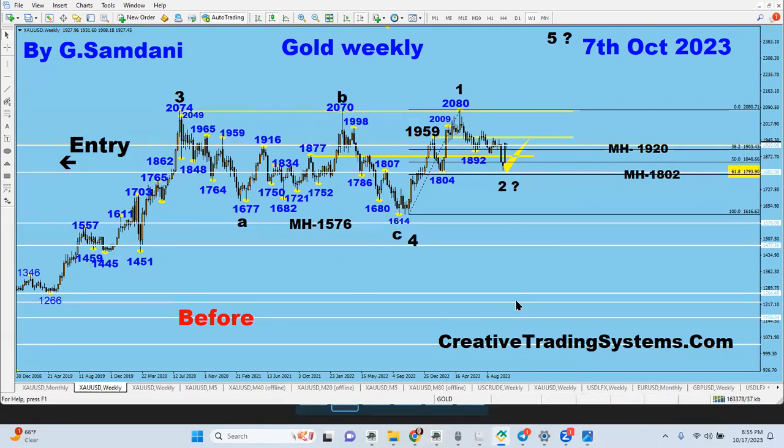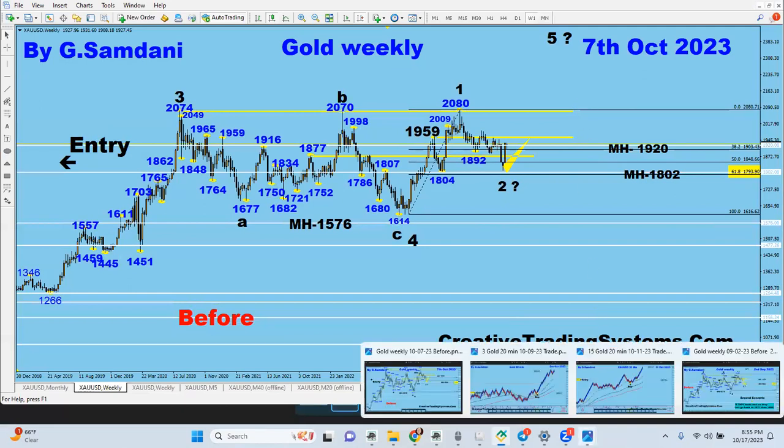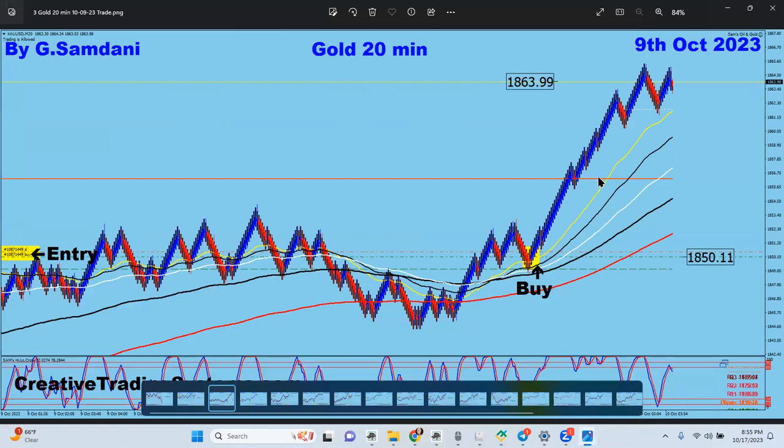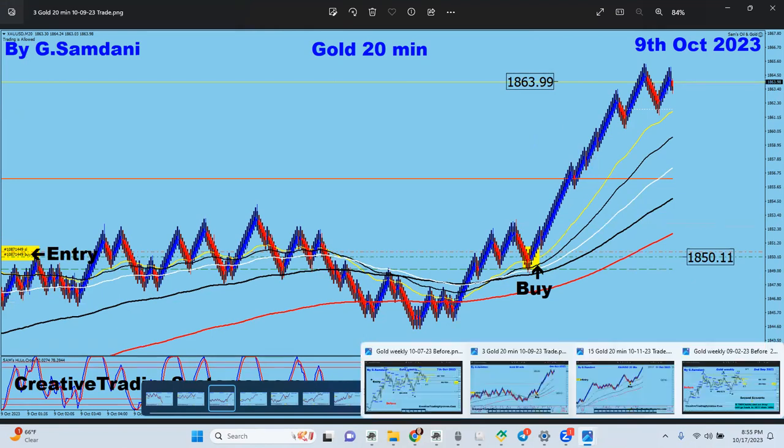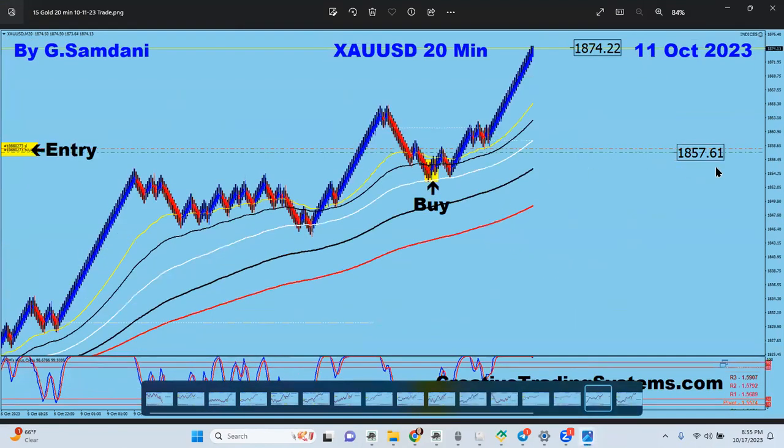By the way, going to the upside from there, so far I had these two. This one on the 19th, you see that? Buy order here from 1850 to 1863. Another one I took is from 1857 to 1874, on the 11th. That was on the 9th. This is on the 11th.